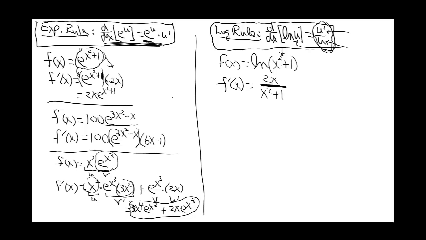And that's it. That's the answer. Don't make this harder than it really is. The derivative of a log of something is a fraction whose denominator is what you're taking the log of and whose numerator is the derivative of what you're taking the log of. Don't make this harder than it is.